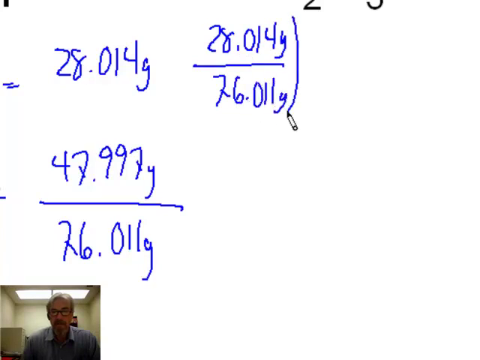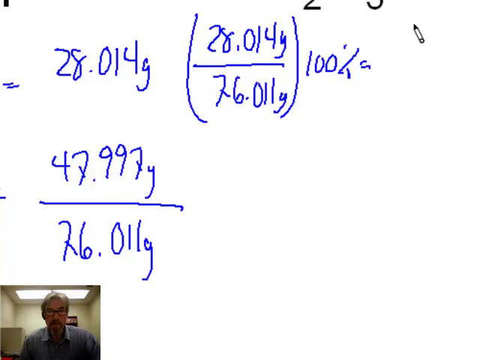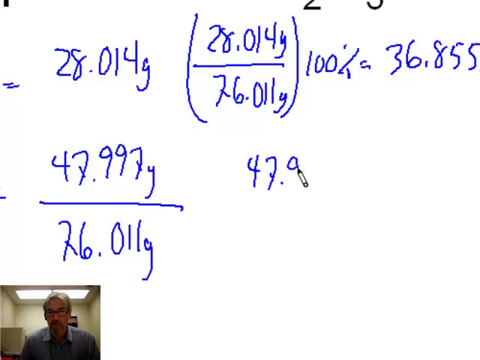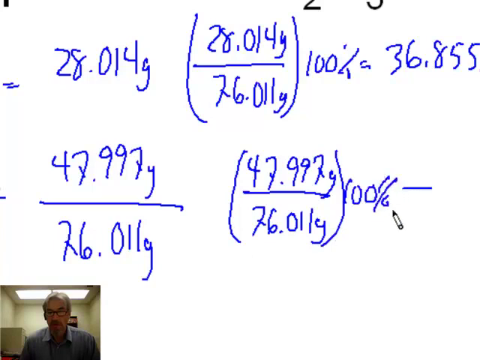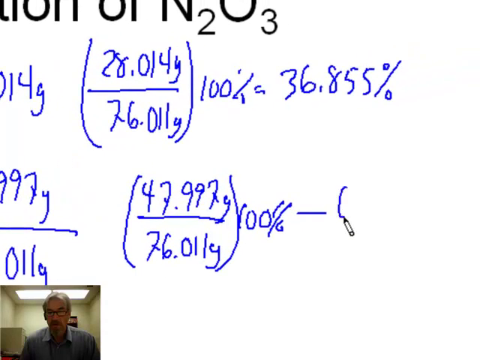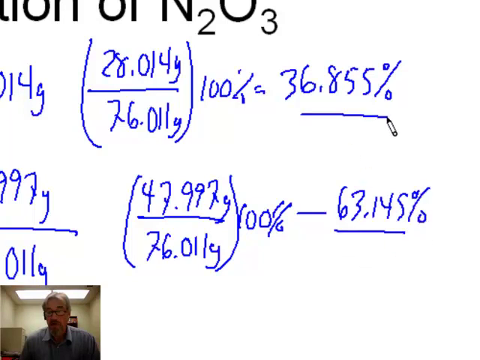And then I'll multiply by 100% to give myself a percentage. This works out to 36.855%. Notice that I'm keeping all 5 significant figures. Oxygen's, well, 47.997 grams divided by that same total molar mass, and then expressed as a percent. And this is 63.145%. Quick mathematical check. If I add these two percentages together, I should come up to 100%, and I do.